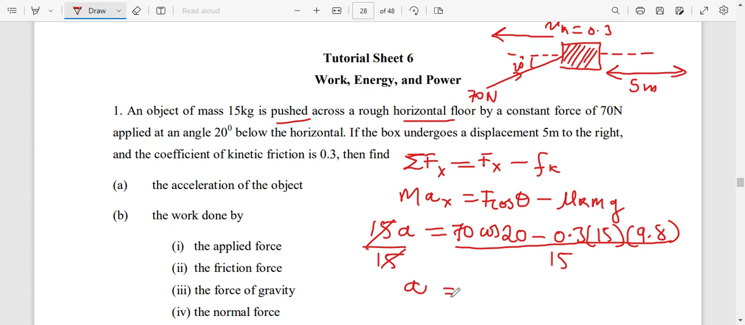If you have got a calculator, you can as well punch that. 70 cos 20, and then minus 0.3 multiplied by 15 multiplied by 9.8, and then divide that by 15. So that is going to give us an acceleration of 1.445 meters per second squared. Is this all right? Yes. Okay.